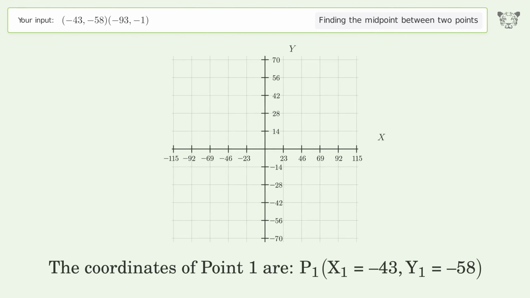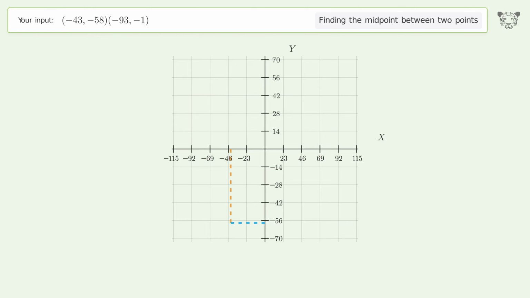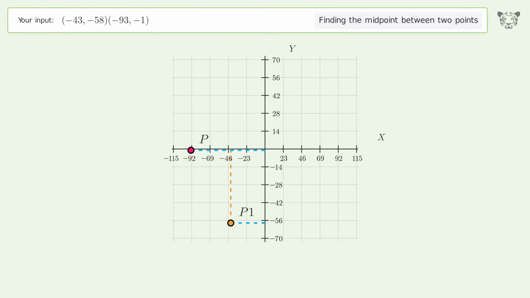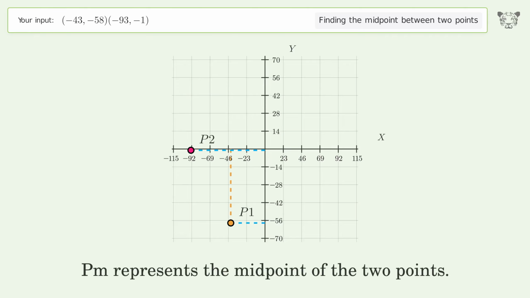The coordinates of point 1 are, x1 equals -43, y1 equals -58. The coordinates of point 2 are, x2 equals -93, y2 equals -1. PM represents the midpoint of the 2 points.